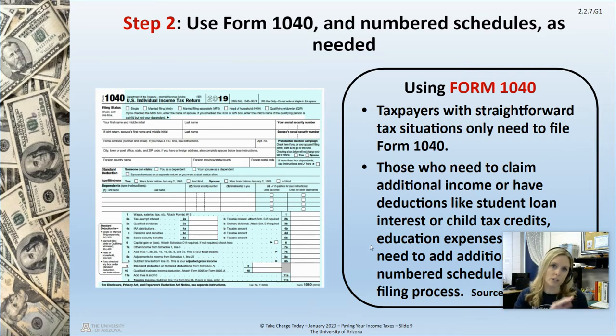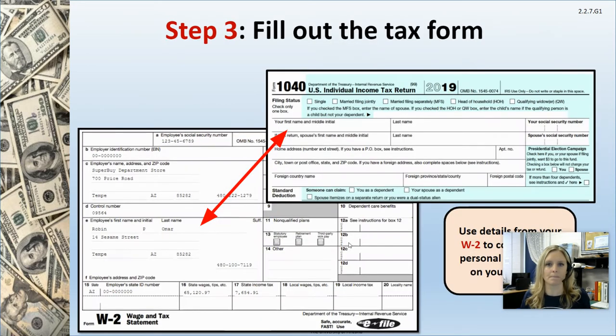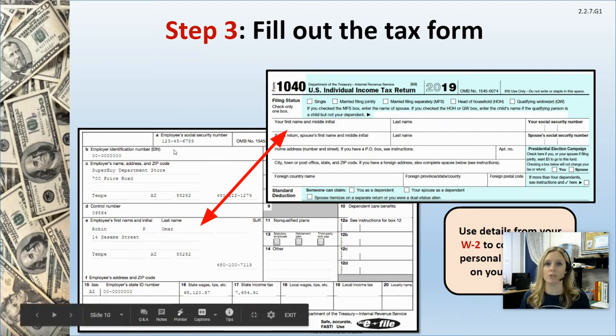Now, if you were going to do it in paper form, a Form 1040 is what you would use if you have a straightforward tax scenario. Like I said, you only had a job, you're not working for yourself, you don't have children, you're not paying for college or anything like that. Filling out the tax form is step 3, and most of that information is coming from your W-2.